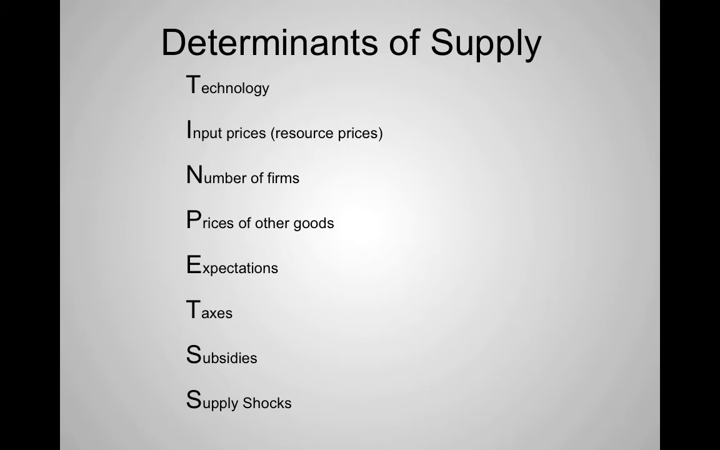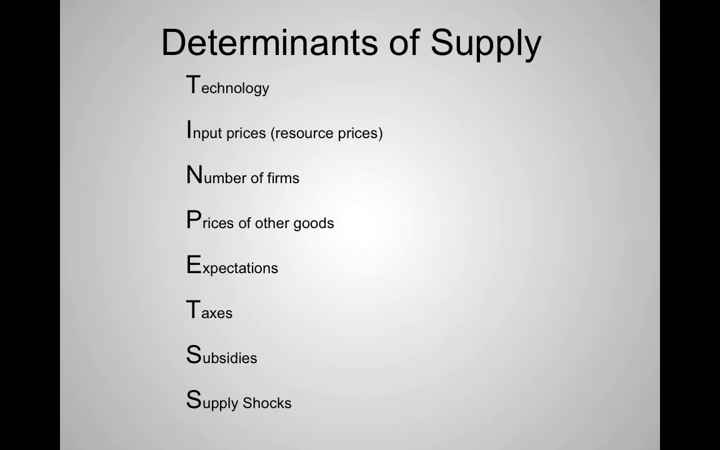So let's briefly go over the determinants of supply. They are technology, input prices, number of firms, price of other goods, expectations, taxes, subsidies, and supply shocks, or TINPETS. I'm sure we could come up with another acronym, but let's just go over each one briefly.